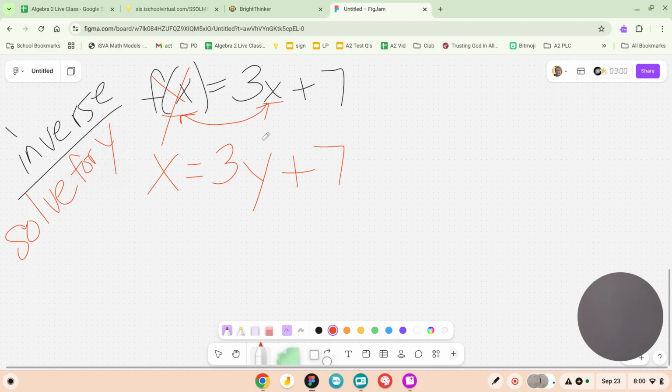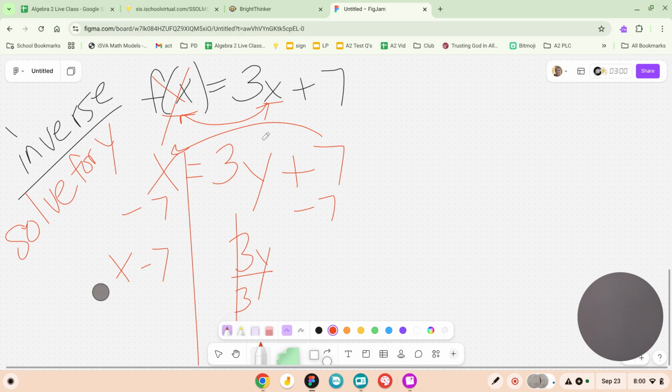And that's also what I do to check it. So I'm going to move everything away from the y. I'm going to move the 7 over. So I've got 3y equals x minus 7. Can't combine them because they're different. Divide by 3, divide by 3, divide by 3. There you go. So I could say y is equal to x over 3, or 1/3 x, minus 7 over 3.